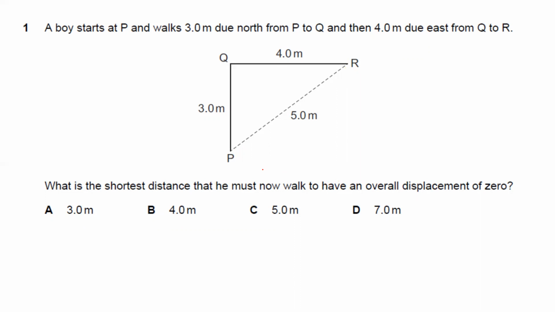So when solving this question, we have to keep in mind that in order to have a displacement equal to 0, a person must reach the point from where he started his or her journey. So if he started his journey at P, he must return to P. The shortest distance in all this path is from R to P, and this distance is 5. So the answer is C.